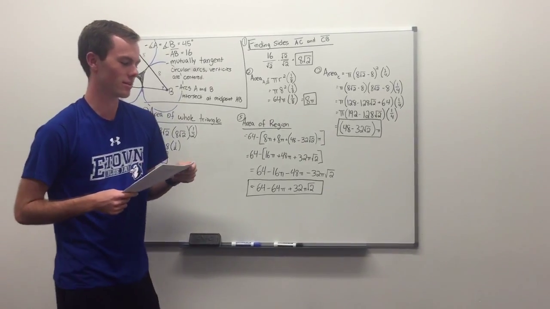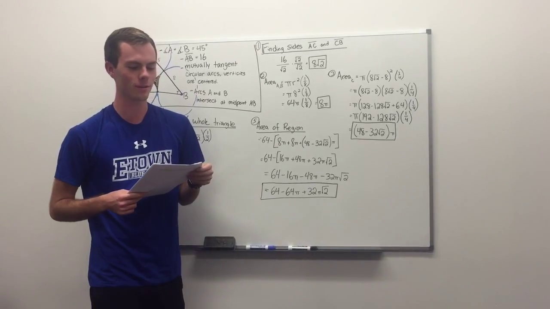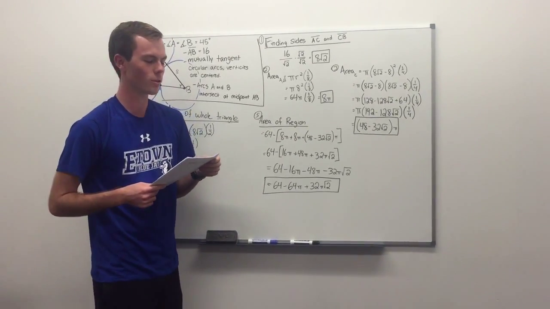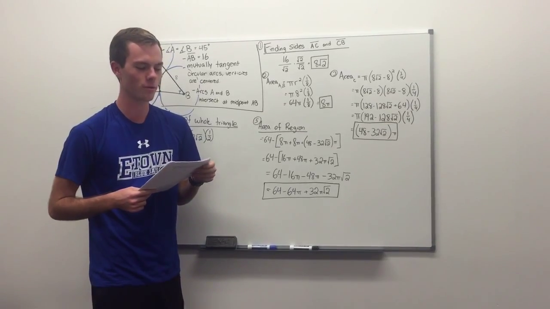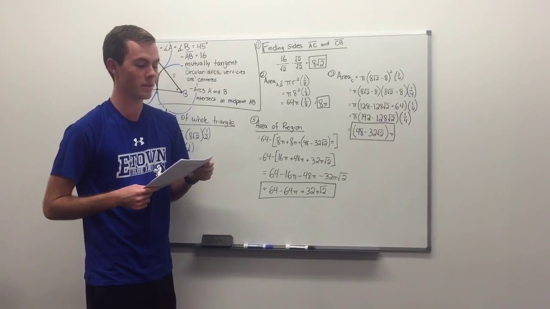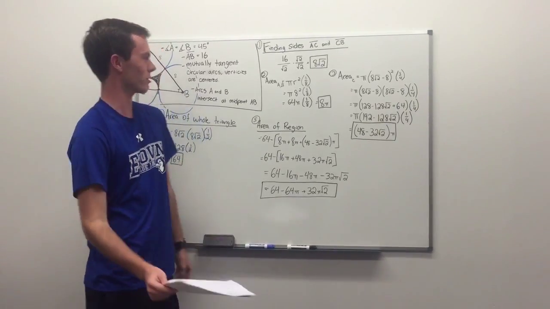Problem number 5 states, in triangle ABC, angle A equals angle B equals 45 degrees, and AB equals 16. Mutually tangent circular arcs are drawn centered at all 3 vertices. The arcs centered at A and B intersect at the midpoint of AB. Compute the area of the region inside the triangle and outside of the 3 arcs.